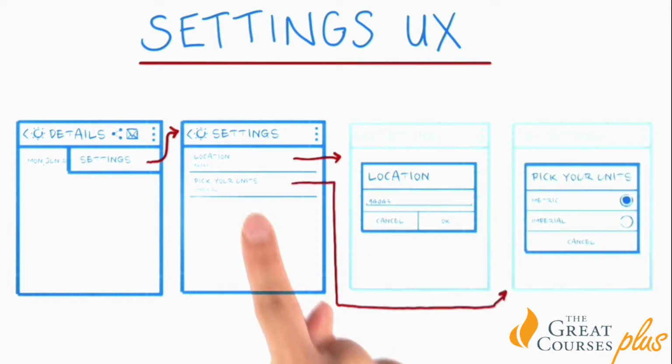If you tap on Pick Your Units, it opens up a dialog where you can choose to display temperature within the app as either metric or imperial units. This is basically just Celsius or Fahrenheit. And that's what the settings activity does.